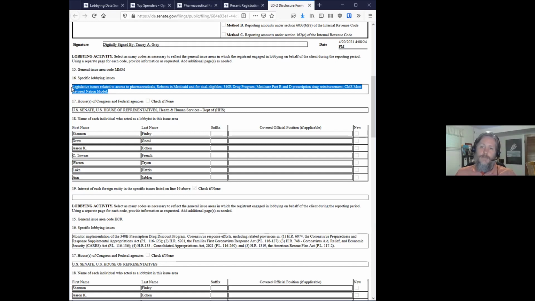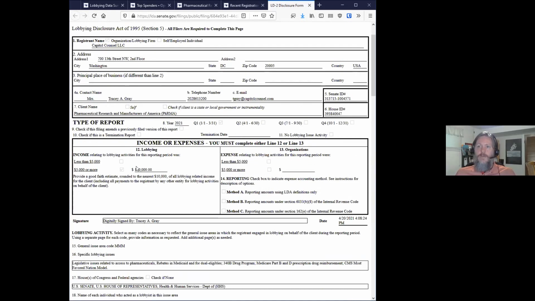They list what agencies and offices they contacted, both executive branch and Congress. And then we get a list of the individual lobbyists who did the work, who went to the Hill or who talked to committee staff or members or what have you. So this is what actually gets filed.